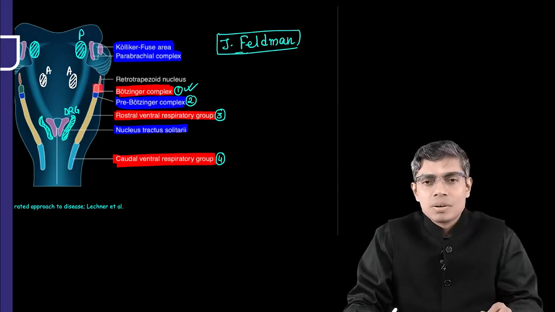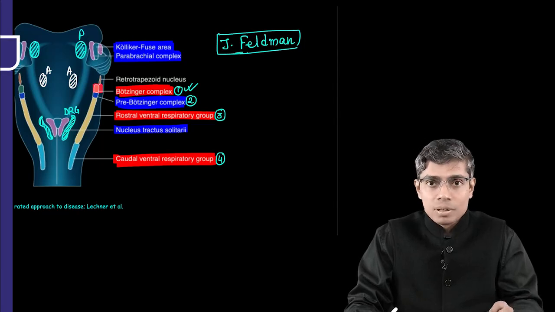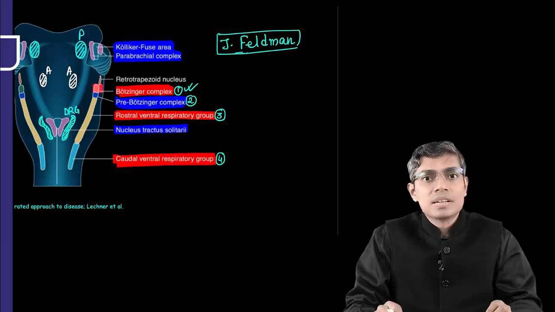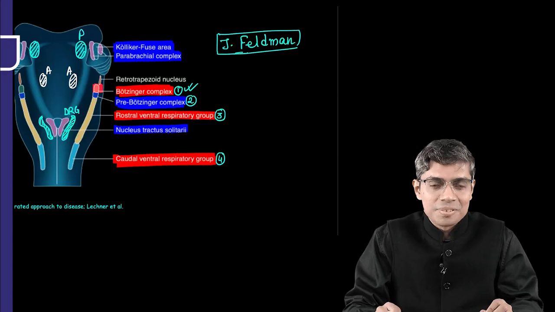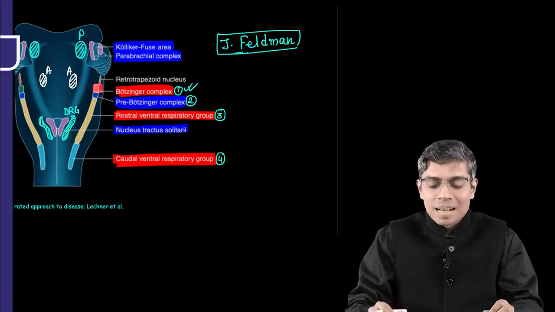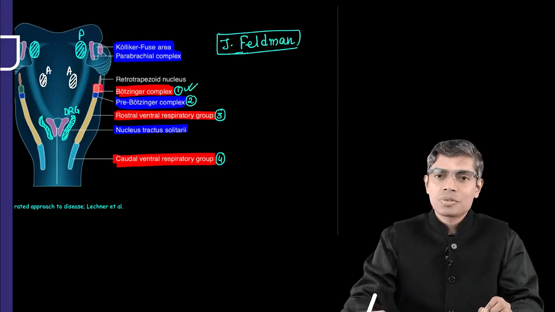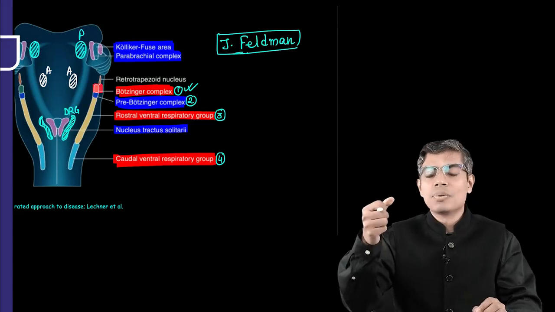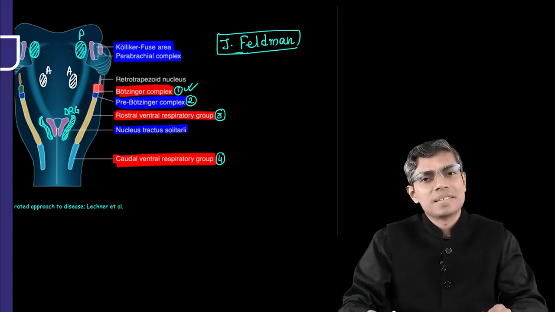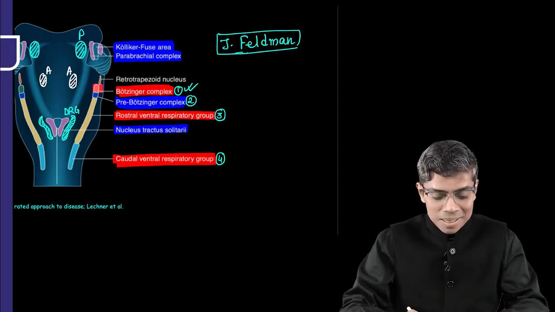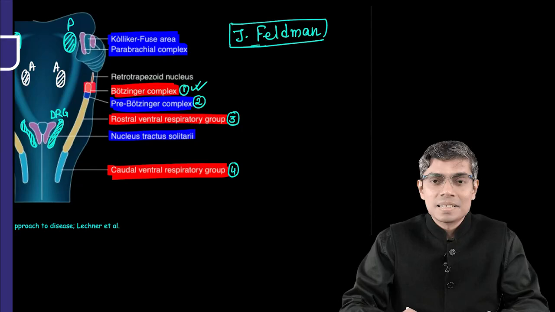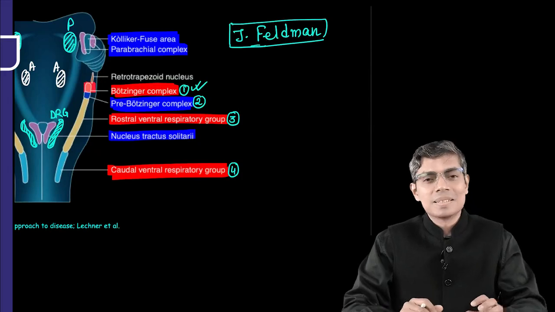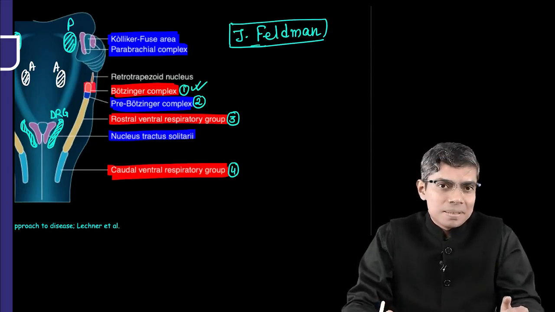There was a white wine bottle kept on the table. You know, this Bötzinger is nothing but a very famous white wine. Dr. Feldman just held the bottle from the table and said the center will be known as the Bötzinger center. So this Bötzinger is not a scientist, it is nothing but a white wine, and according to this white wine the center is named Bötzinger complex.